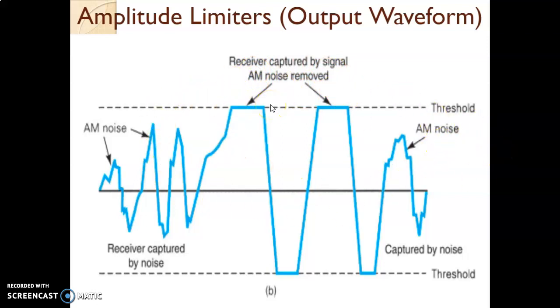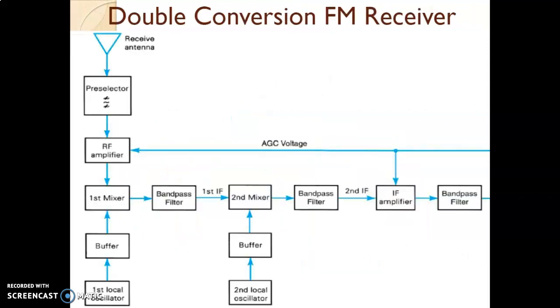So the amplitude limiter will be present in the FM receiver, and that is why, before starting with the FM receiver, this particular concept is important to understand. Anything above the threshold will be clipped by the amplitude limiter, and therefore the noise signal will not affect our frequency modulated wave.